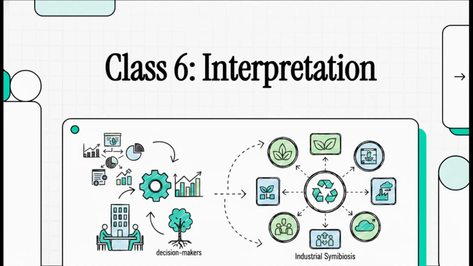Up until now, we've really been deep in the trenches, right? Crunching numbers, collecting data, mapping out environmental impacts. But today we're shifting gears. We are focusing entirely on translation. We're going to take all those complex integrated results and transform them into actionable circular economy and industrial symbiosis decisions. This is where the magic happens. It's where theory meets the real world and where you finally step into the role of a true sustainability advisor.